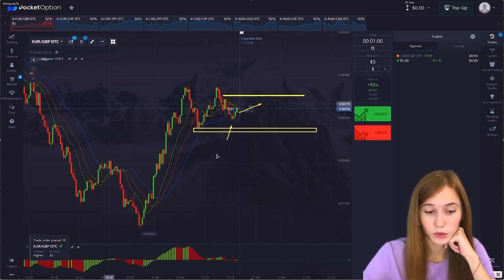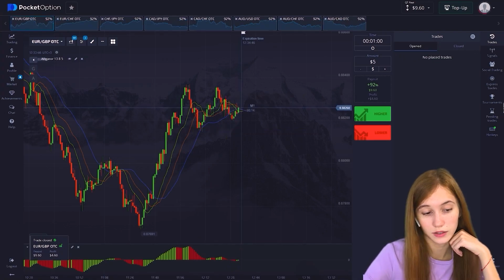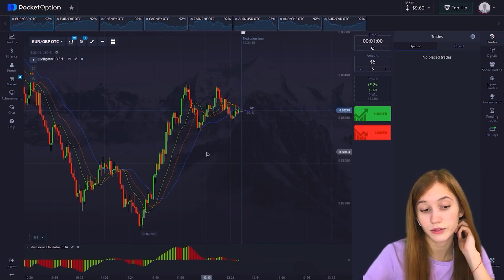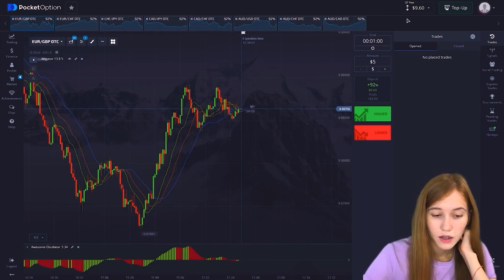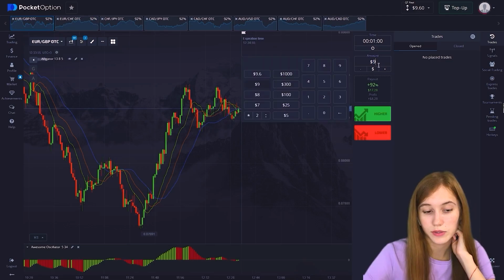According to the Alligator, blue predominates. But nevertheless, the blue line is in the upper position. Accordingly, the trend is upward. We have a similar situation with the oscillator, and the last bar is green. This indicates an uptrend. We are still in plus. I explained it for too long, but the balance is already $9.